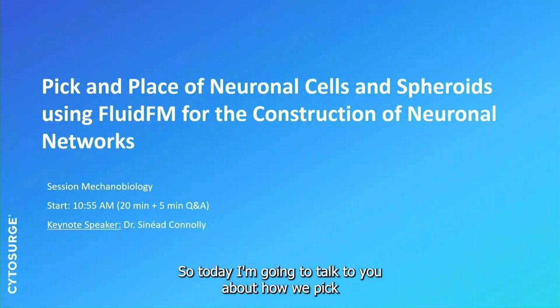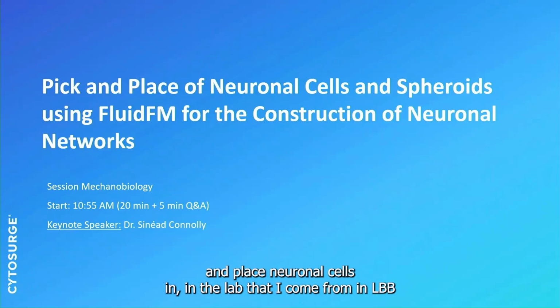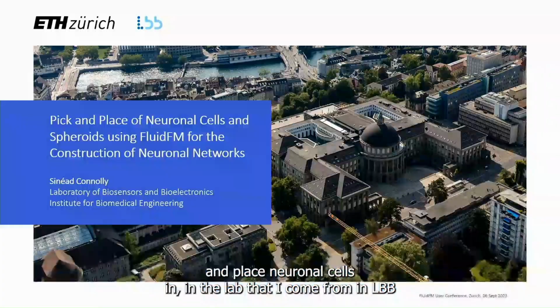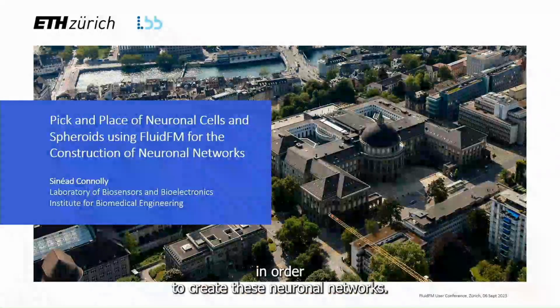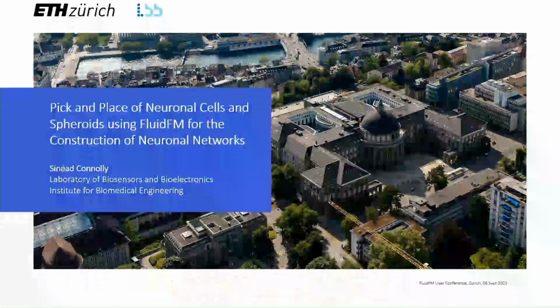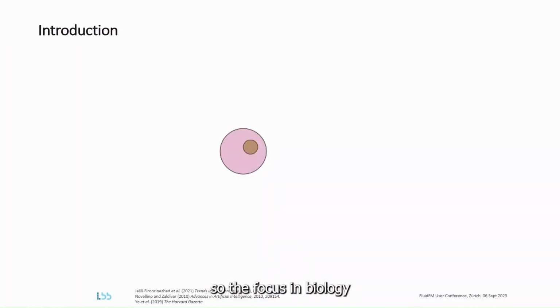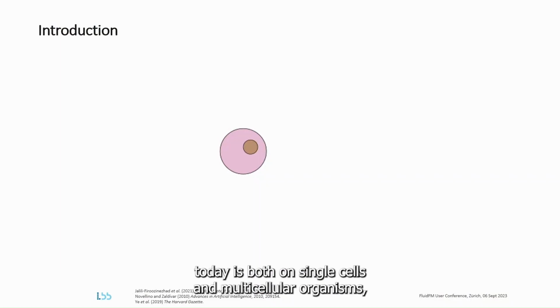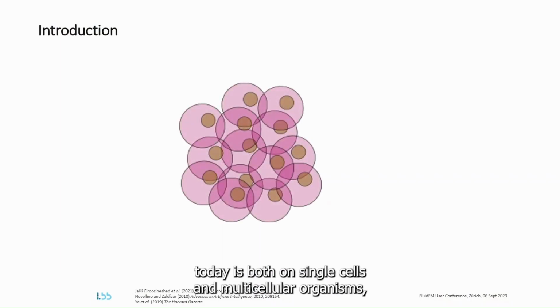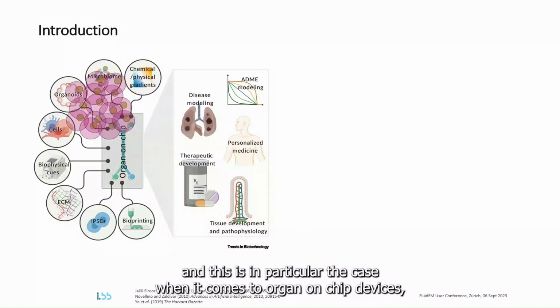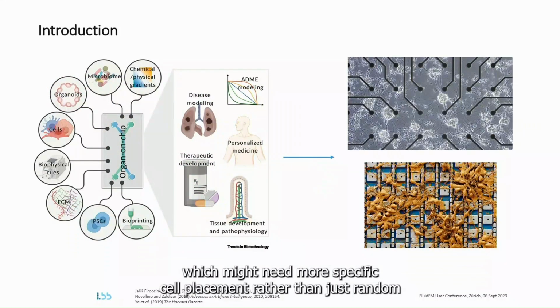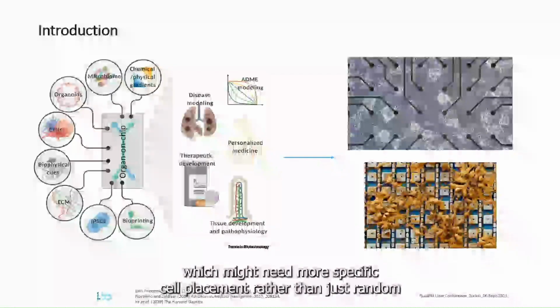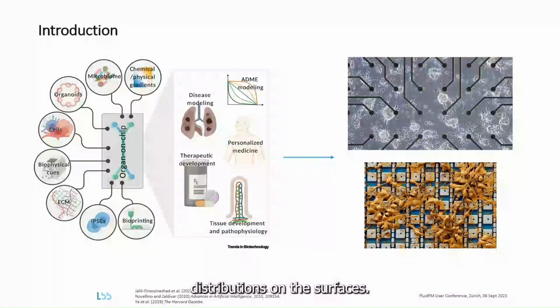Today I'm going to talk to you about how we pick and place neuronal cells in the lab that I come from, LBB, in order to create these neuronal networks. The focus in biology today is both on single cells and multi-cell organisms. This is in particular the case when it comes to organ-on-chip devices, which might need more specific cell placement rather than just random distributions on the surfaces.